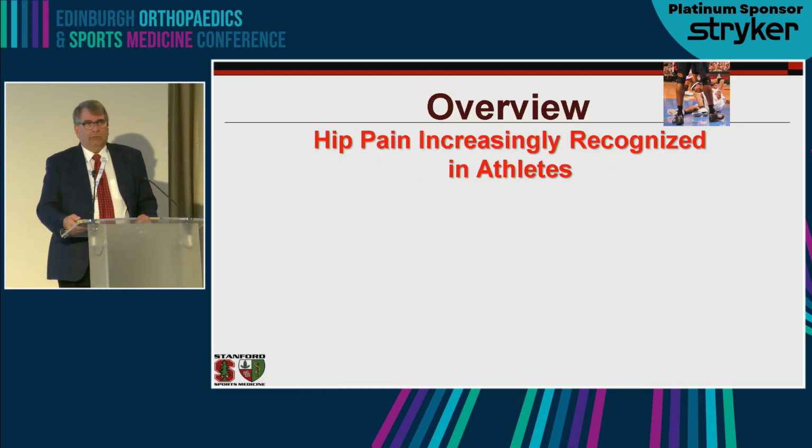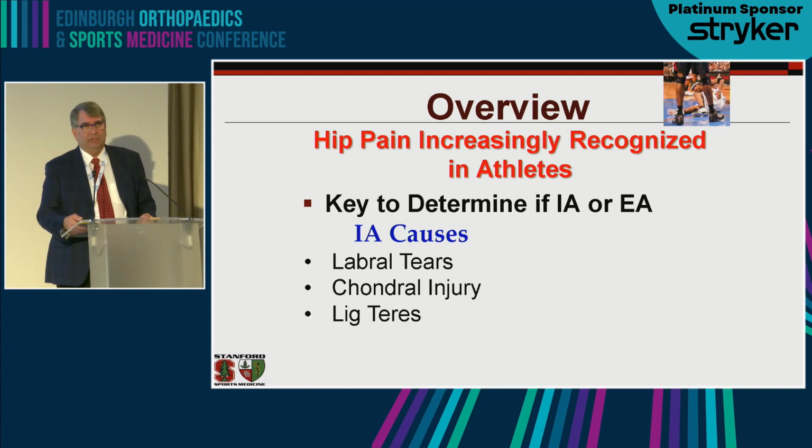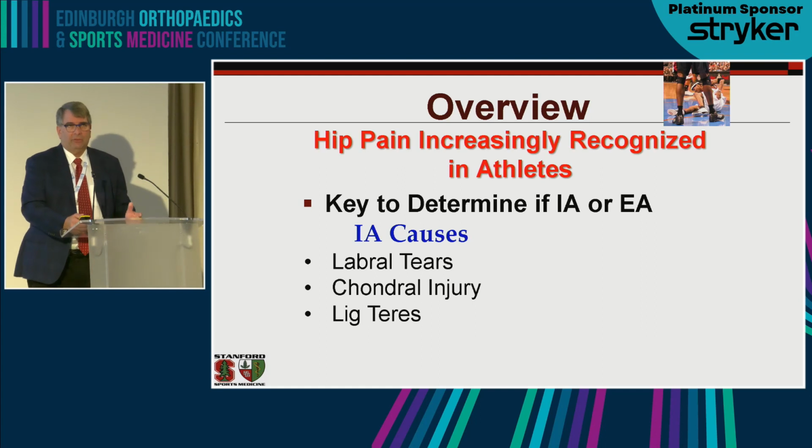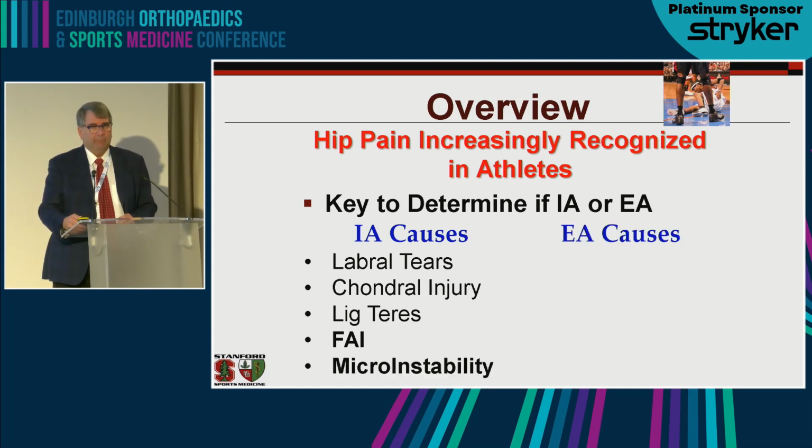So first of all, hip pain is increasingly recognized in athletes, and I think the first thing you want to do when you're evaluating an athlete with hip pain is to determine, is it intra-articular or is it extra-articular? And the intra-articular causes of hip pain generally are labral tears, chondral injury, and ligamentum teres. And we tend to think of them as in two main pathophysiologies that result in some of these damages. One is femoroacetabular impingement syndrome, and the other is hip microinstability.